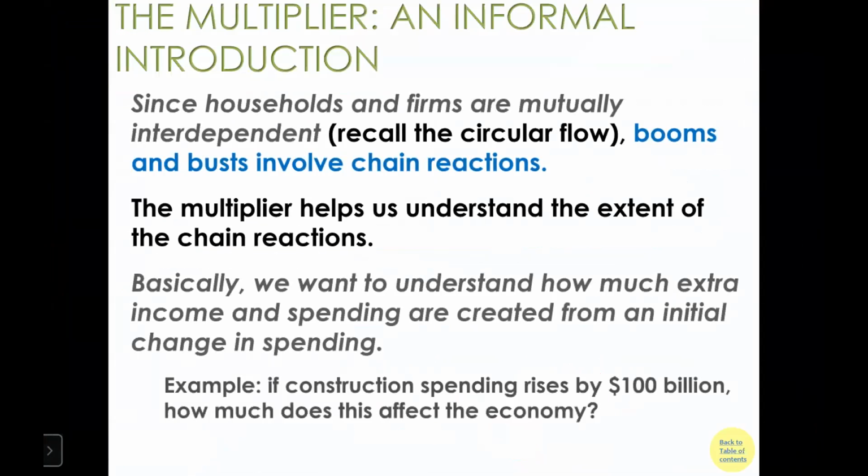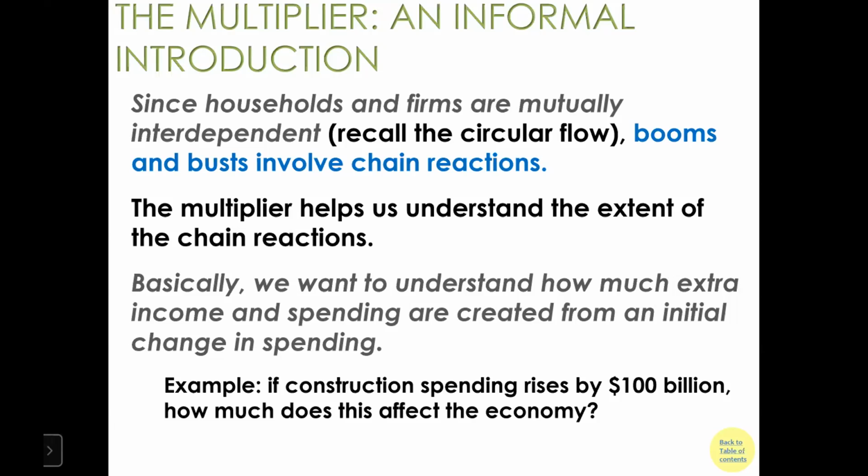Okay. So first, multiplier. Right. So in our economy, households and firms are not isolated. So they are mutually dependent. Just remind yourself of the circular flow diagram we studied when we looked at GDP, right? So the households and firms interact in two markets. One is goods and services. The other is the factor market, right?